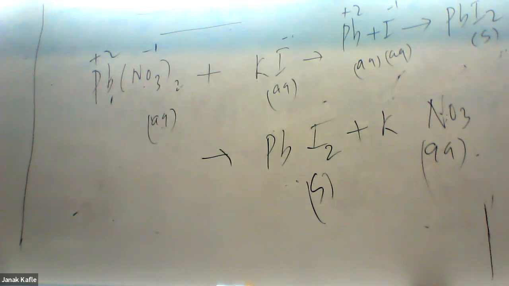I didn't talk about balancing the equation, but we need to balance the equation by putting the coefficient at the front. Have you got that? Otherwise, charge is not balanced, atoms are not balanced. We need to balance those. Yeah. So this is called the net ionic equation.